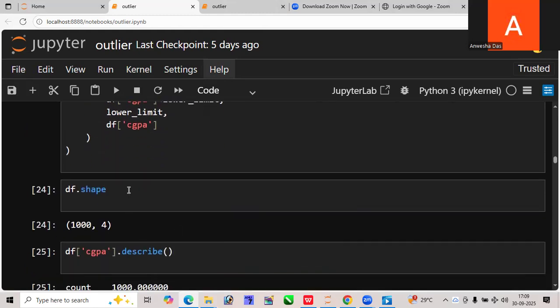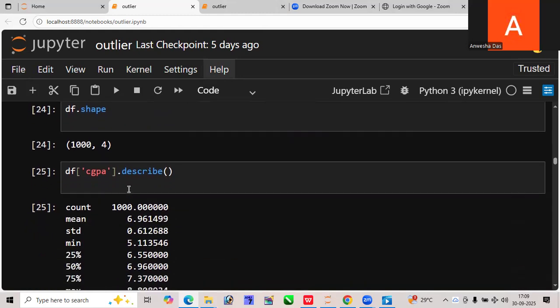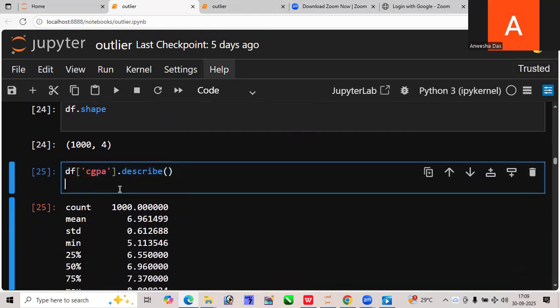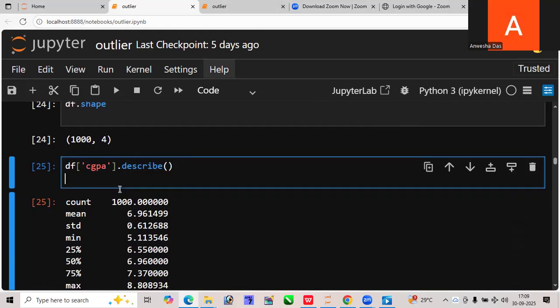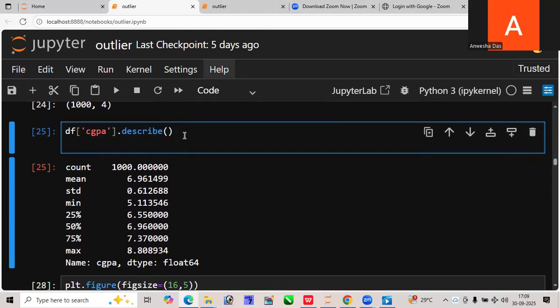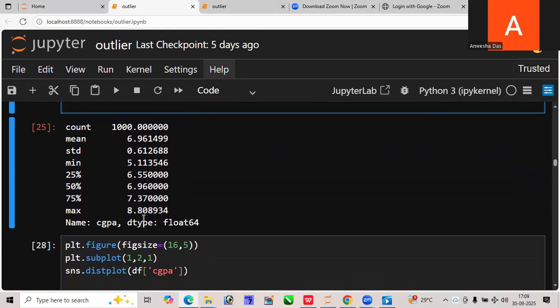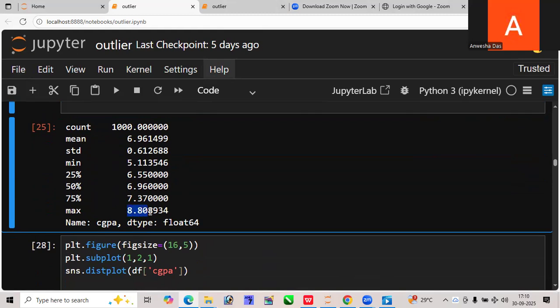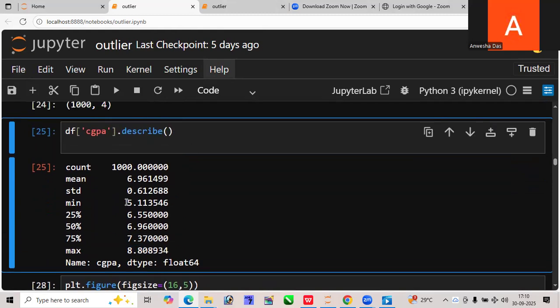Now, if you want to check the shape, it will be the same because we have not deleted any data. Now, see here, I want to see the statistical summary. So here I have written the CGPA describe and the maximum value is 8.80, what we got from my empirical value. And after replacing, my minimum value is 5.11.